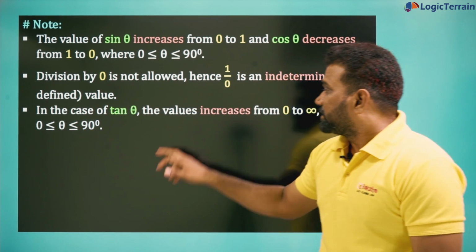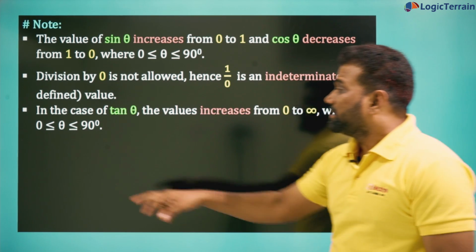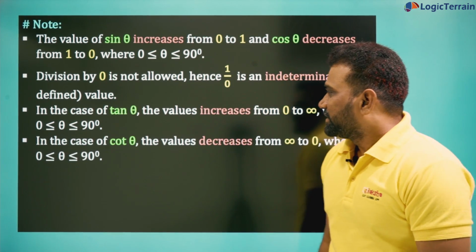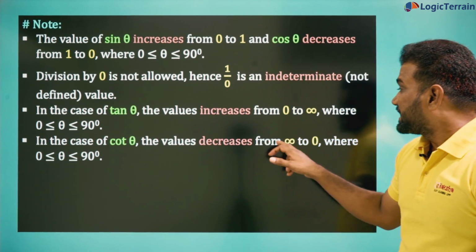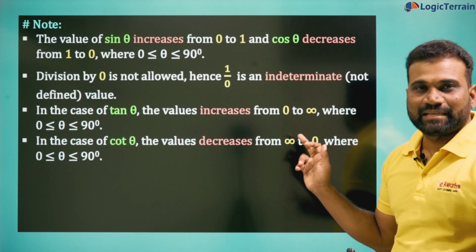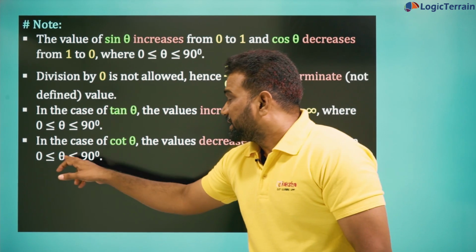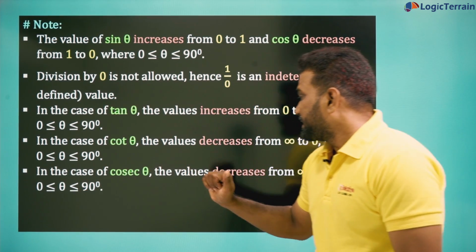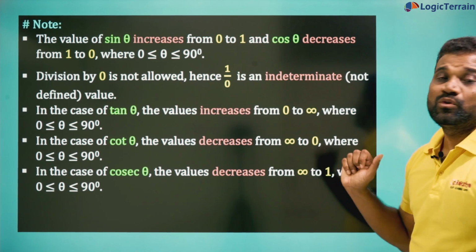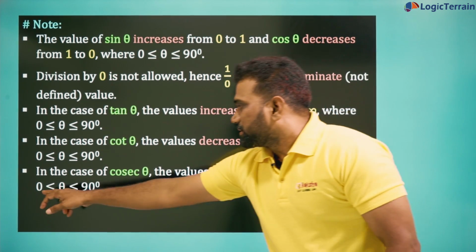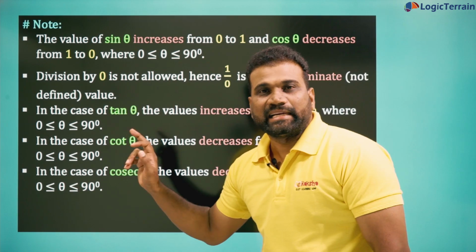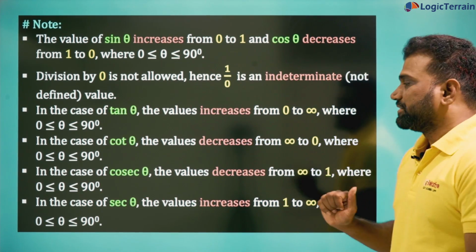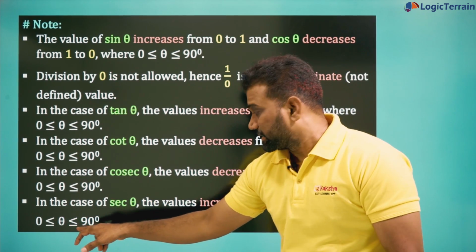In the case of tan theta, the values increase from 0 to infinity, where 0 is less than or equal to theta is less than or equal to 90 degrees. In the case of cot theta, the values decrease from infinity to 0. The same we have already seen, where 0 is less than or equal to theta is less than or equal to 90 degrees. In the case of cosecant theta, the values decrease from infinity to 1, where 0 is less than or equal to theta is less than or equal to 90 degrees. And finally, in the case of secant theta, the values increase from 1 to infinity, where 0 is less than or equal to theta is less than 90 degrees.